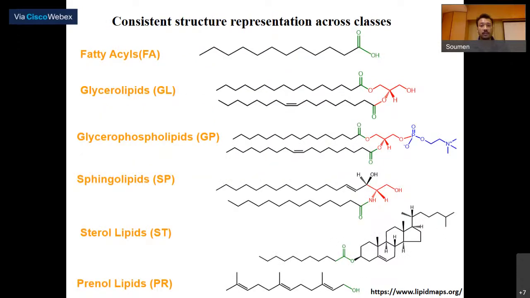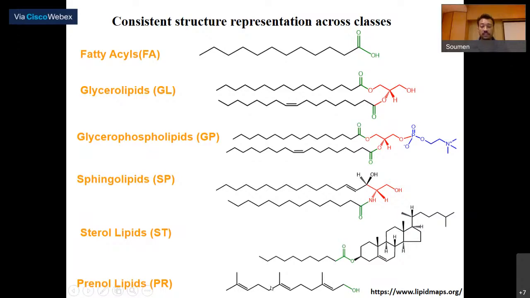And so this is, for example, how they look. Fatty acids are very simple molecules, and then they can be conjugated to either glycerol or phosphoglycerol, or they can be conjugated to choline. And then you have sphingolipids, where you have an amine instead of a simple glycerol. And then you can have sterol lipids. So this is the sterol, and it can also be esterified with fatty acids. And then you have prenol lipids like this.